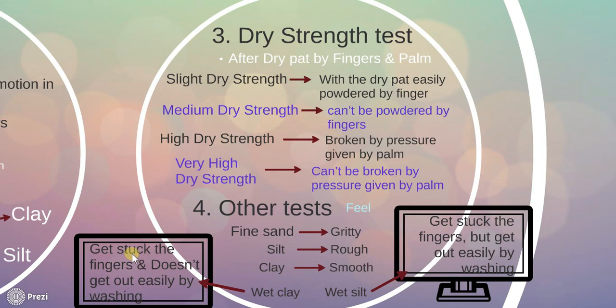If your fingers get stuck and do not get out easily by washing, it is wet clay. And if your fingers get stuck but get out easily by washing, then it must be wet silt. So this is how we can know what the soil is by field identification. In the field, we can identify the soil by these ways, whether they are FGS or CGS.